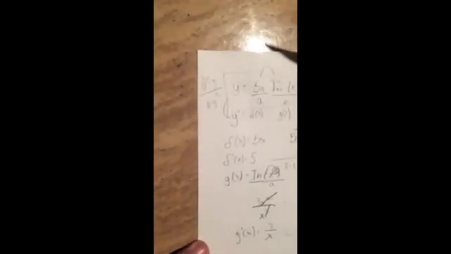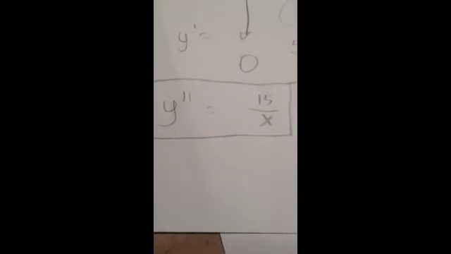So the answer for our first function, which is the double derivative, this is going to be our final answer: 15 over x.